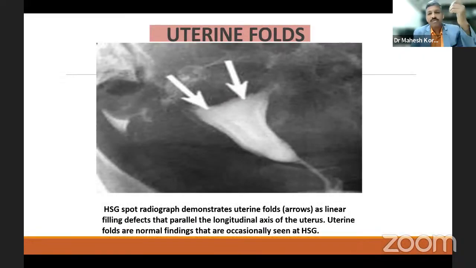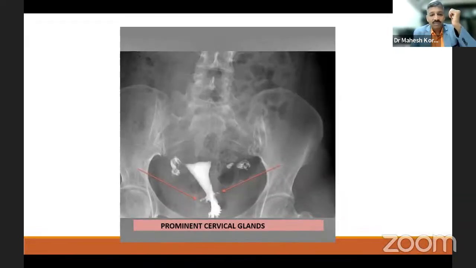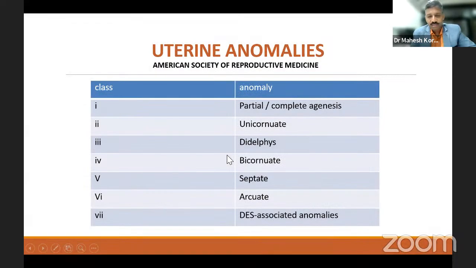You can see normal physiological uterine folds, wherein parallel lines run, or you can see prominent cervical glands, which you will most commonly see. You must have wondered what this is. These are the cervical glands that you see. And this is a C-section scar or isthmocele. In most of these previous LSCS patients, when they do an HSG, you will be able to appreciate an isthmocele or an LSCS scar.